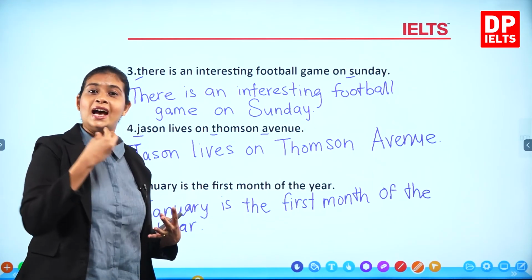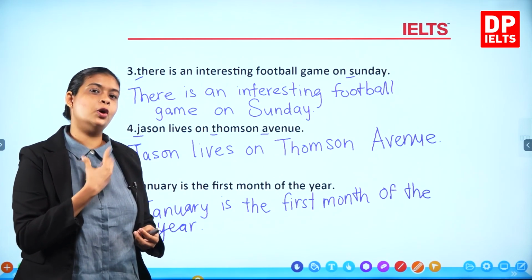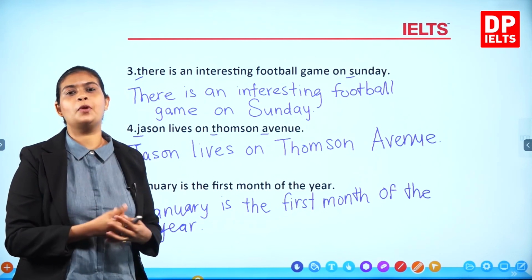So because it identifies the person or the place, we call it a proper noun.